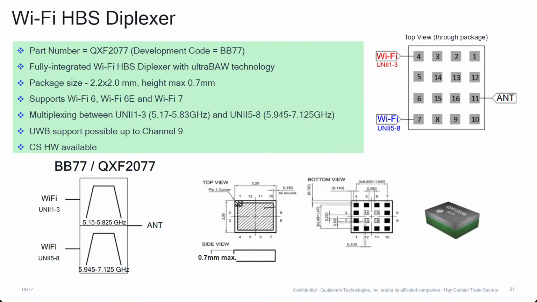And there's a short description of this component. As you can see, bottom left is the most important thing. Uni 1 to Uni 3, Uni 5 to Uni 8 diplexer. So 2 signals in and 1 signal out. And these are, let's say, 2 filters in one component.